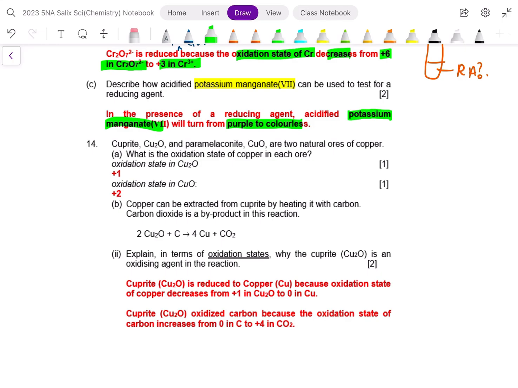Okay, so you have two natural ores of copper. One is your cuprite, one is your paramelaconite. Okay, so what is the oxidation state? This one is 2x minus 2 equals 0, so x equals plus 1. The other one is very simple, because oxygen is always fixed at minus 2, so x equals plus 2. Okay, that should be quite straightforward.